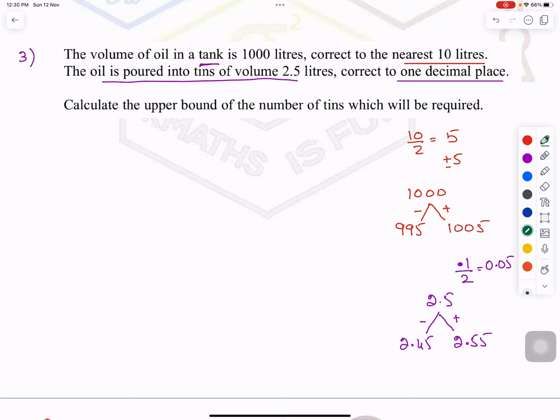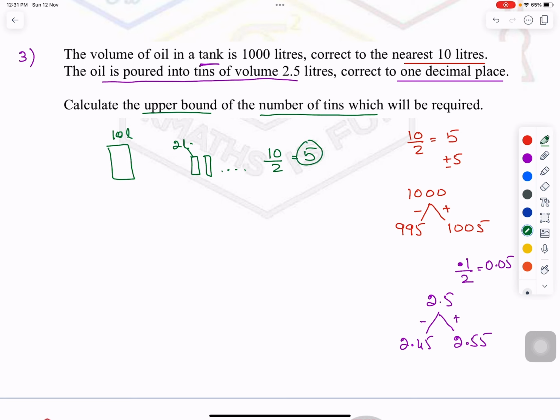Now the question is saying, calculate the upper bound for the number of tins you can fill. So what will you do with these numbers? Let me explain if you have a problem understanding. If you have a jug which has, for example, 10 liter of syrup or anything, and you are filling small glasses, and the capacity of one glass is, suppose, 2 liter, how many glasses can you fill? You divide, right? 10 divided by 2 is 5. It means you can fill 5 glasses.